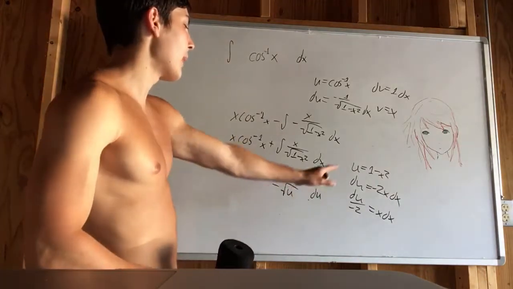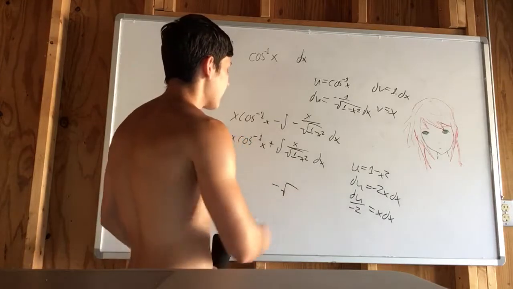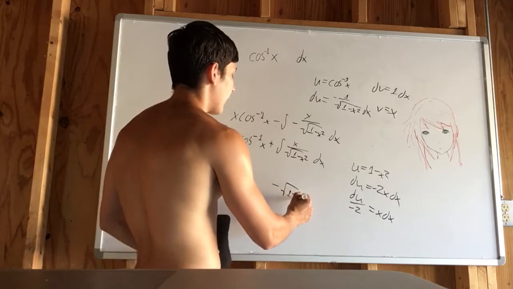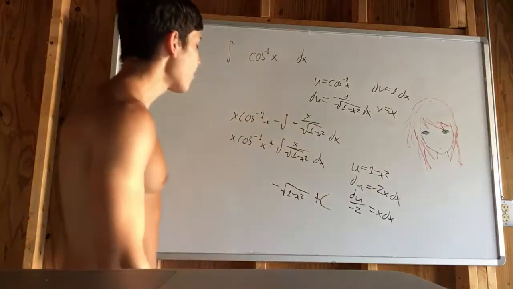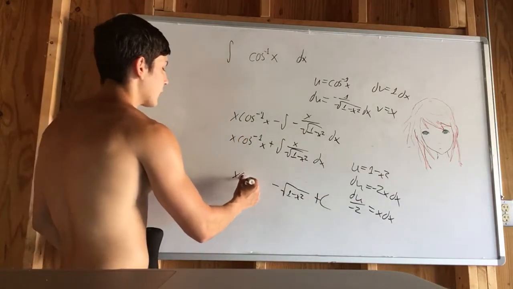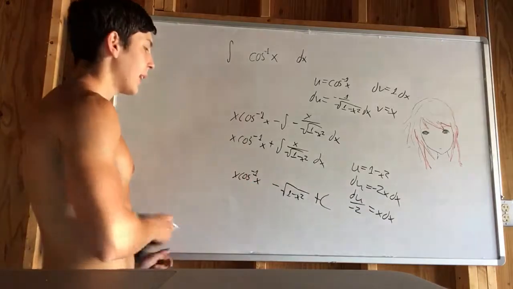And now we could make our back substitution, 1 minus x squared. We already evaluated this, or found the integral. So now we could also add plus c. This is x cosine negative 1 of x, and that's your answer.